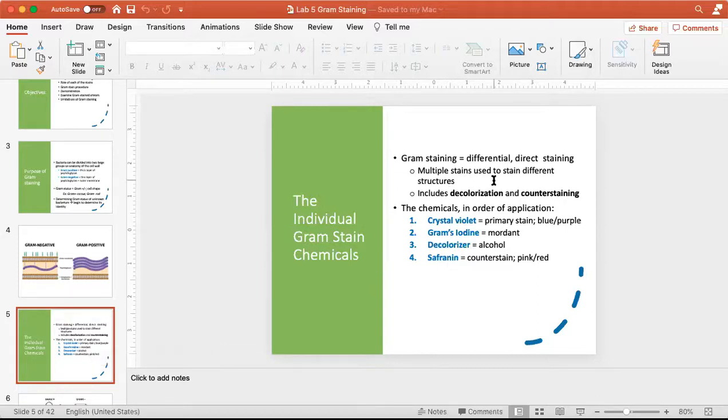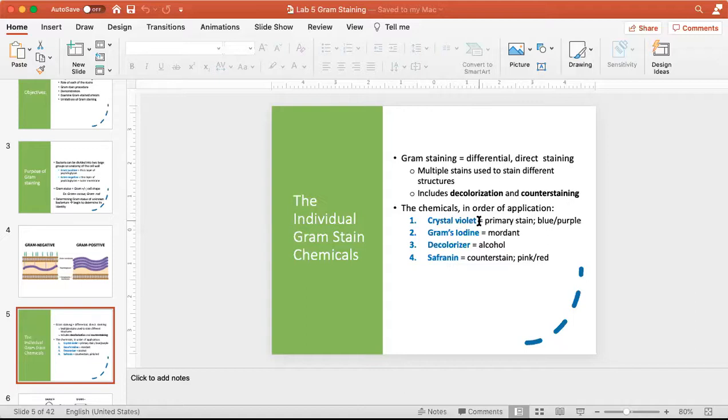Now, in addition to a couple of stains, there's also a couple of additional chemicals that are used, including one that's used to do some decolorizing and counter staining, and we'll explain those terms as we go. So here's the list of chemicals in the order that we apply them. The first one is called crystal violet.